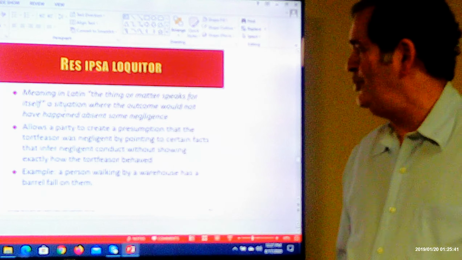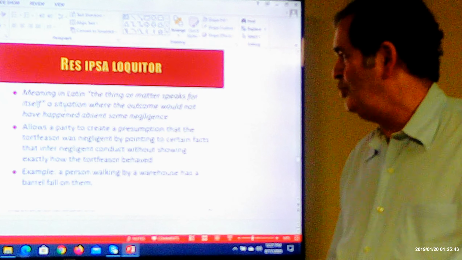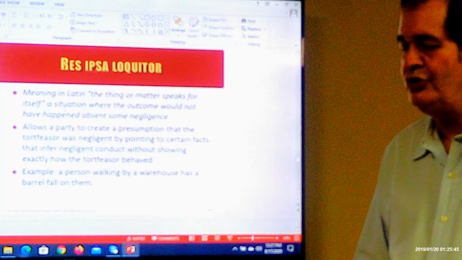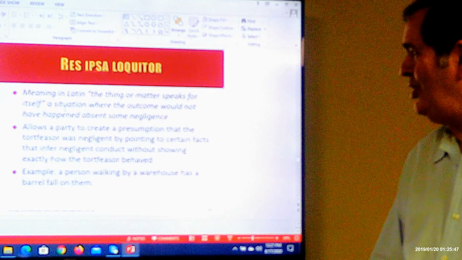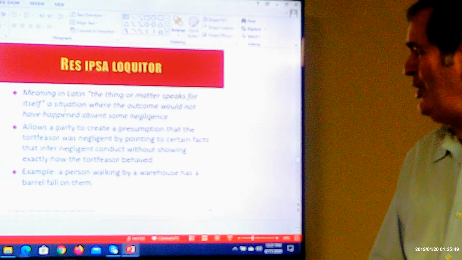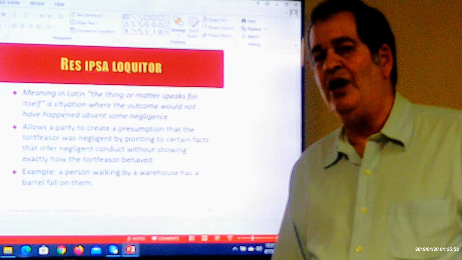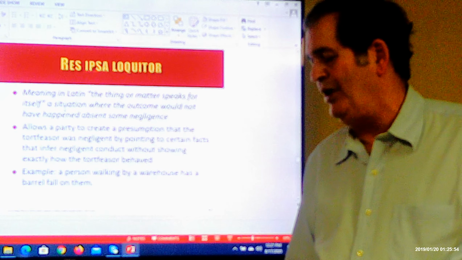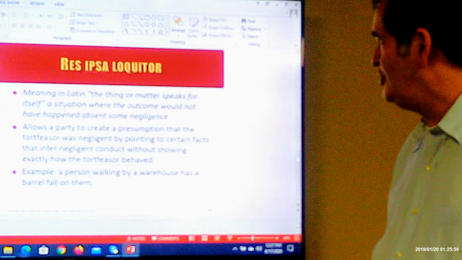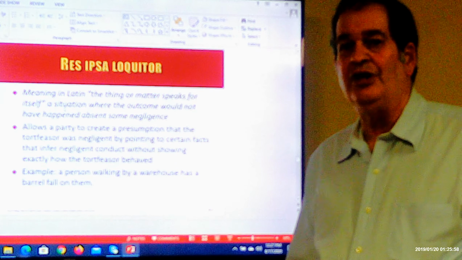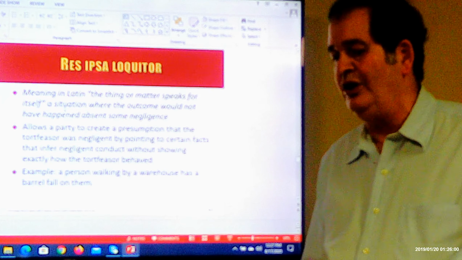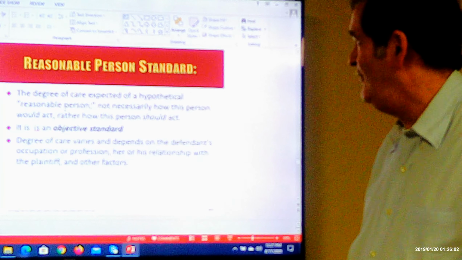So it creates a presumption that the tortfeasor was negligent by pointing to certain facts that infer negligent conduct without exactly showing how the tortfeasor behaved. Oftentimes this is a doctrine that's used in airplane crashes, because airplane crashes do not occur absent some type of negligence or intentional tort activity.